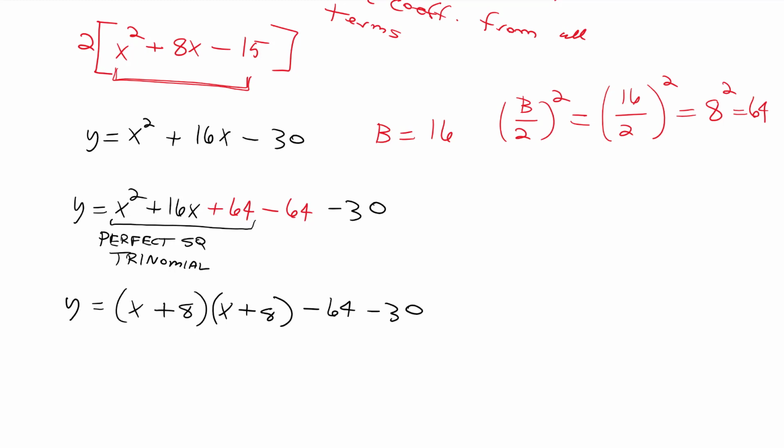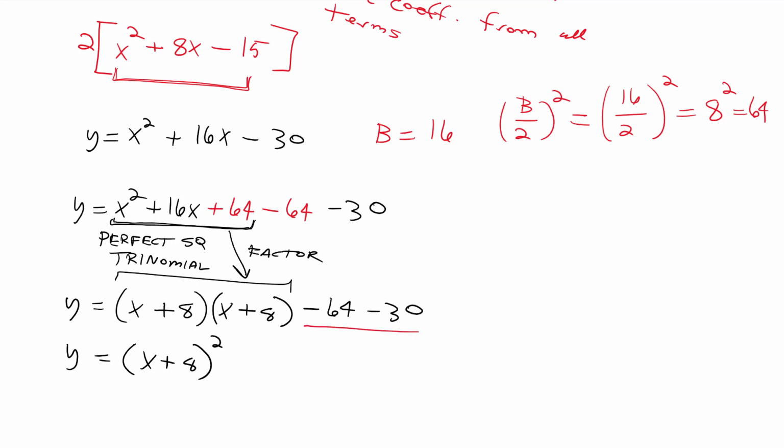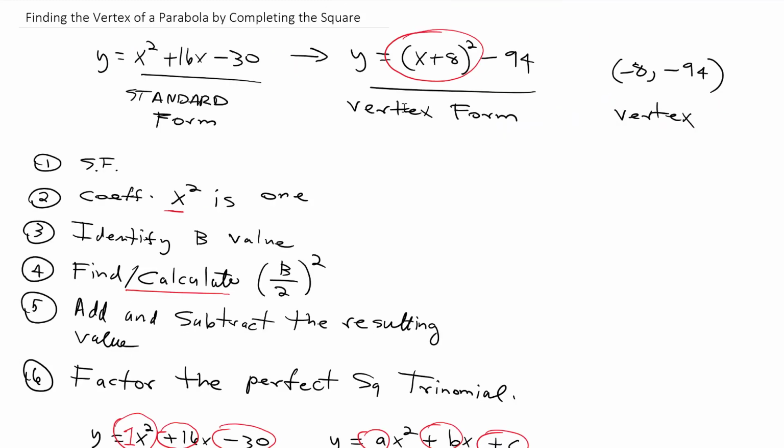Okay, so we went from here to here by factoring. So now this looks like x plus 8 squared, and then we can calculate what this is. Negative 64 minus 30 is negative 94. And we have put this in vertex form, like what we see up here.